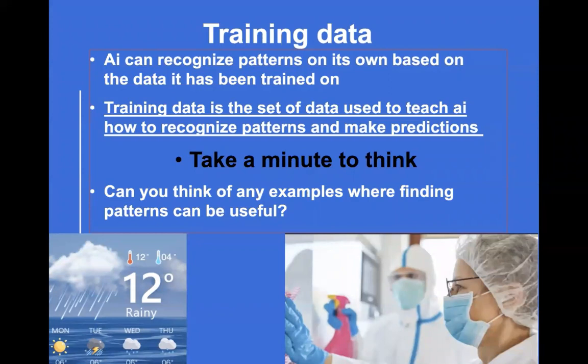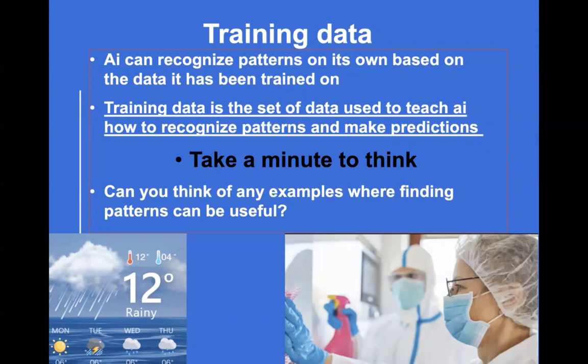So just take a minute to think. Can you think of any examples where finding patterns can be useful? I've put in two images here. Maybe you can use them, and then we'll go through it in a minute. Just pause the video and we'll go through it.